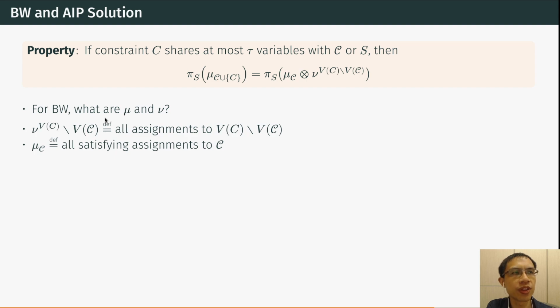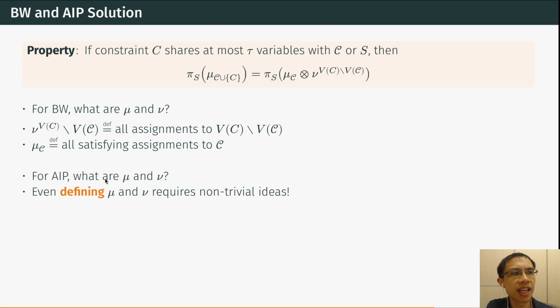For bounded width, how do we define mu and nu so that they satisfy the above property? Turns out there's a simple, intuitive solution that works. For AIP, how do we define mu and nu? There is no easy intuitive answer. In fact, just finding the right definition is non-trivial. See our paper for the definition.